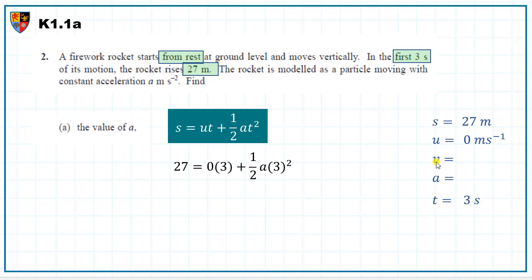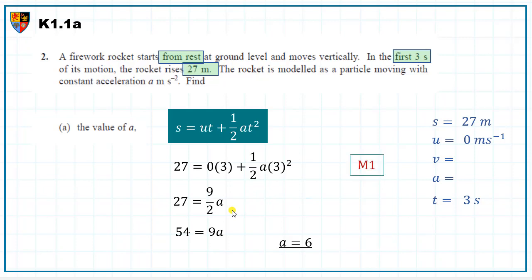That'll reduce to 0 plus a half a multiplied by 3 squared. 3 squared is 9. As we start to simplify that, what it reduces to is 9 on 2 a is 27, which means that 54 is 9a, and a is going to be 6. That's your answer. a is equal to 6.